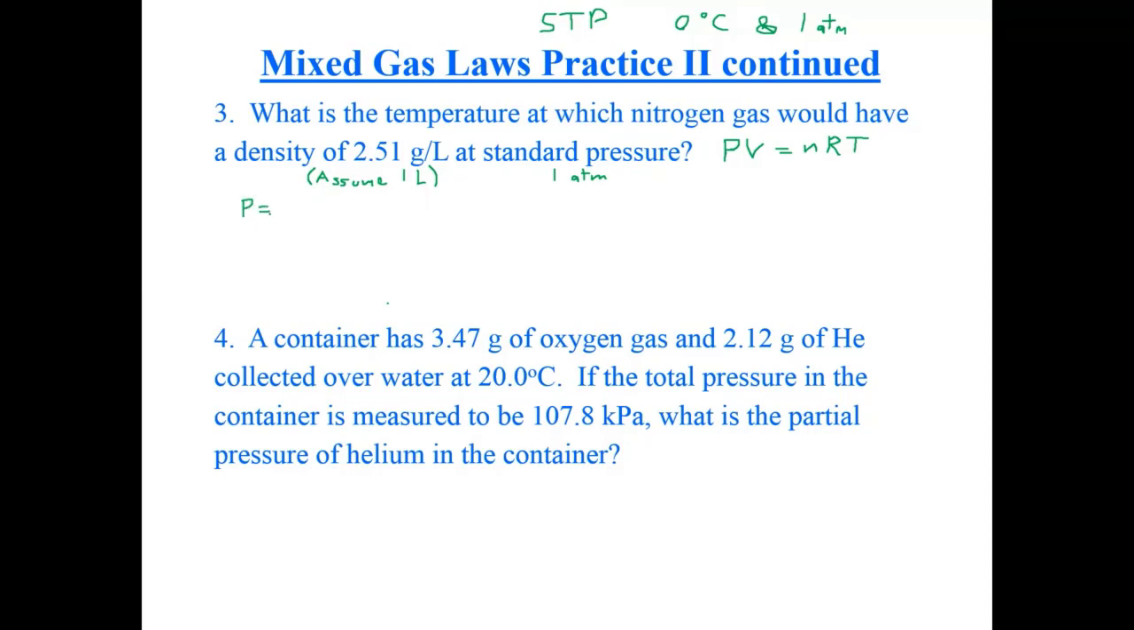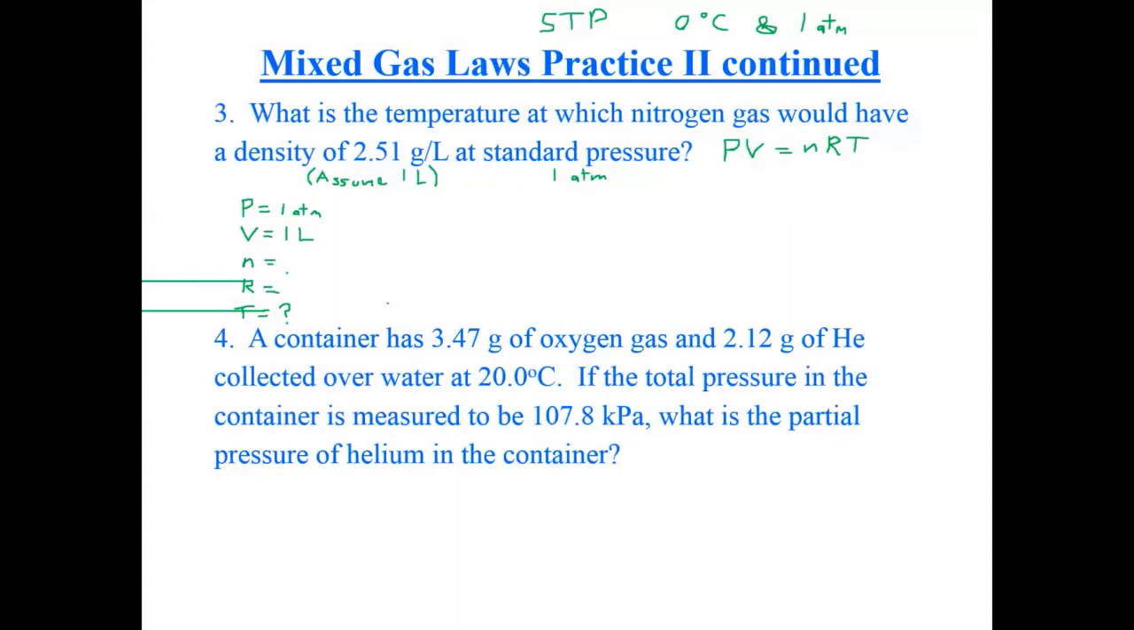2.51. Yeah. That's 1 atm for your pressure, the volume. And when it says standard pressure, we're going to assume exactly 1 atm. So there's unlimited sig figs there. And I'm assuming 1 liter of volume. Once again, I'm assuming exactly 1 liter. So unlimited sig figs. Then I have nRT. The temperature is what I'm looking for. The R value is what we all know what it is.